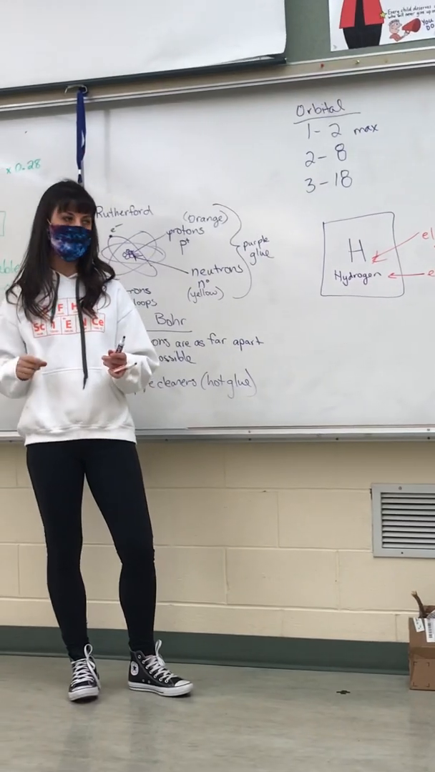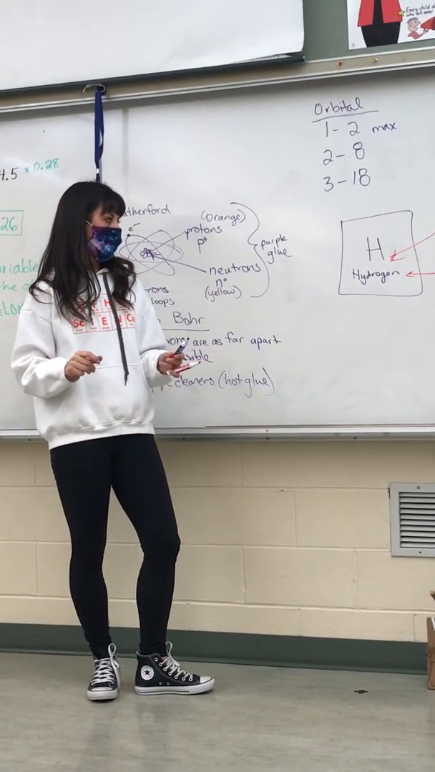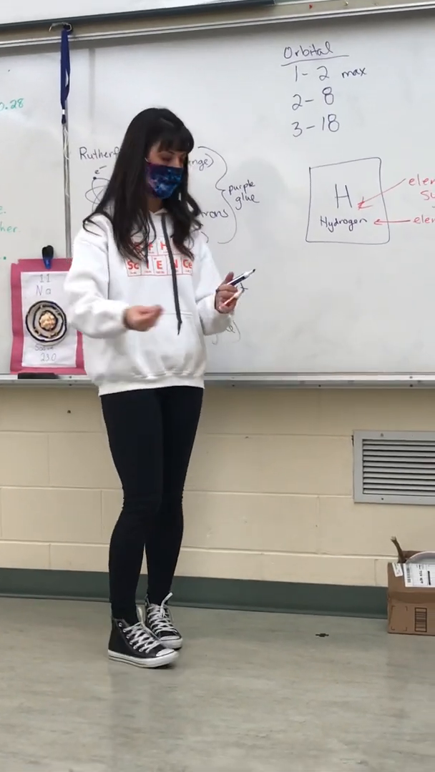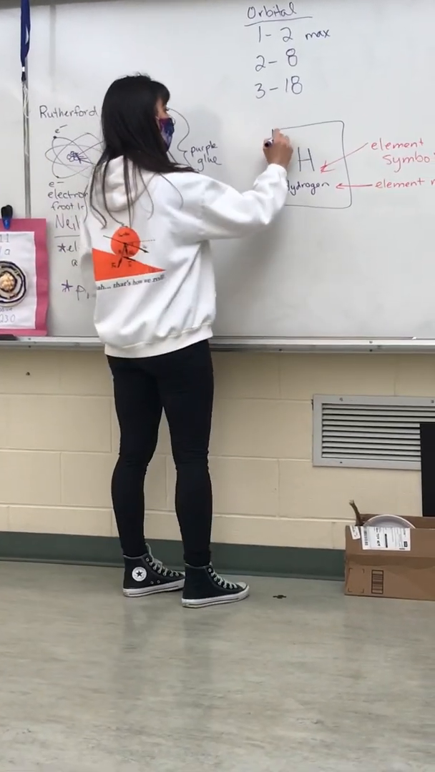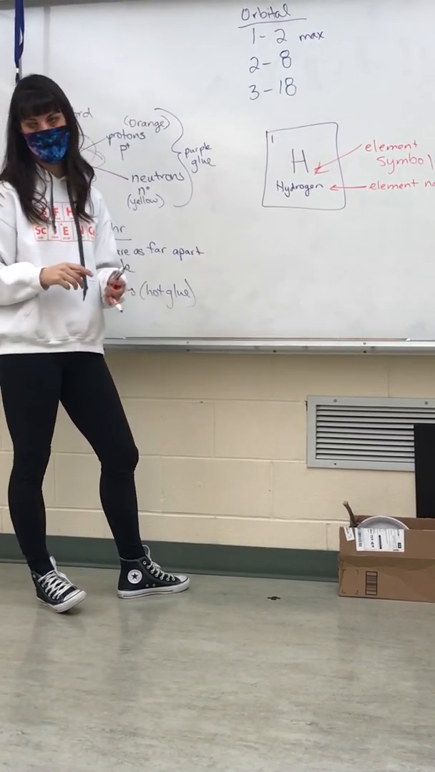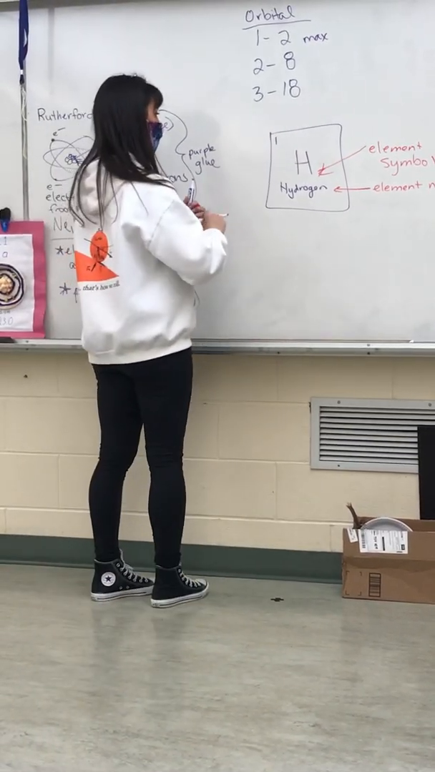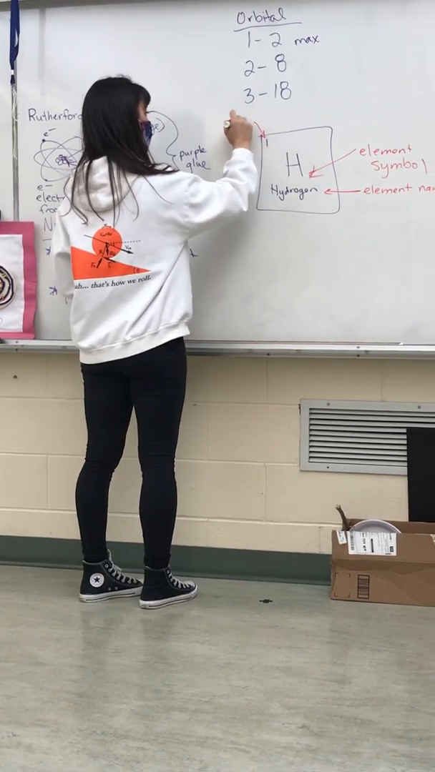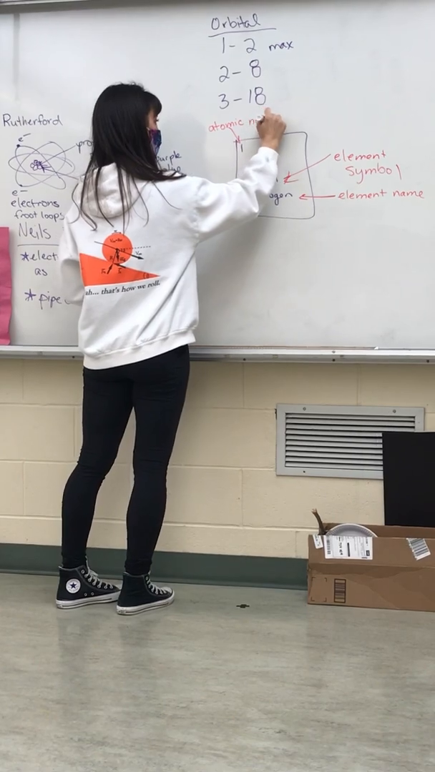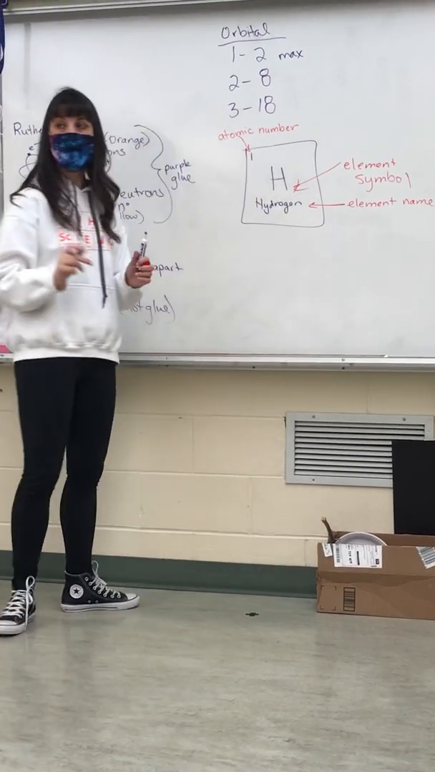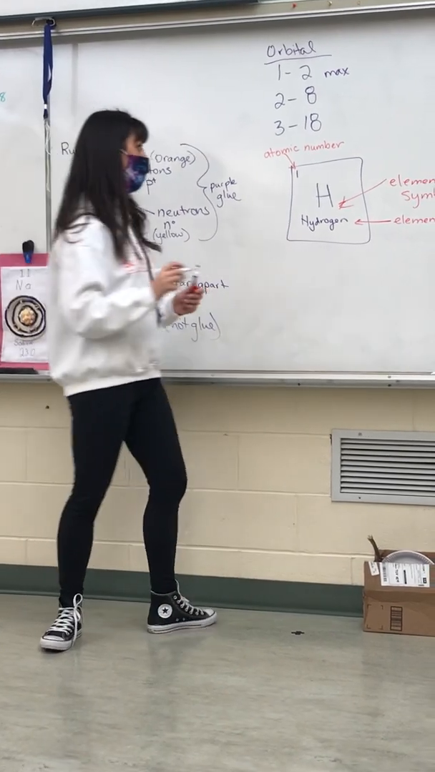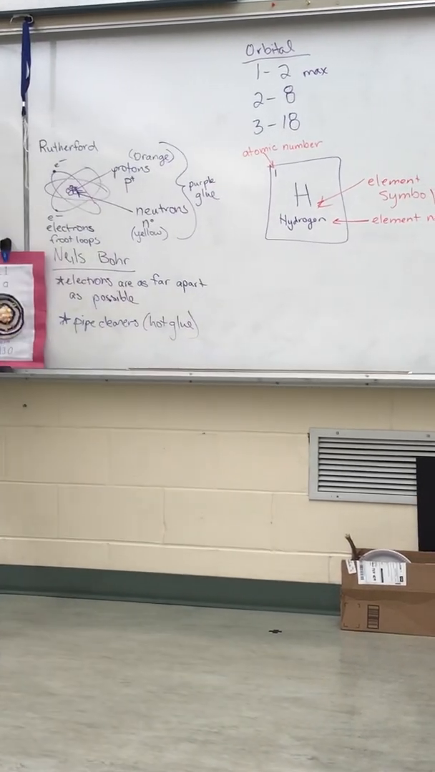Where they get a little mixed up is with the atomic mass and the atomic number. So if you look at your periodic table, there's a 1 in the top corner. That is the atomic number. That tells you how many electrons there are and how many protons. Let's find another color, why not?